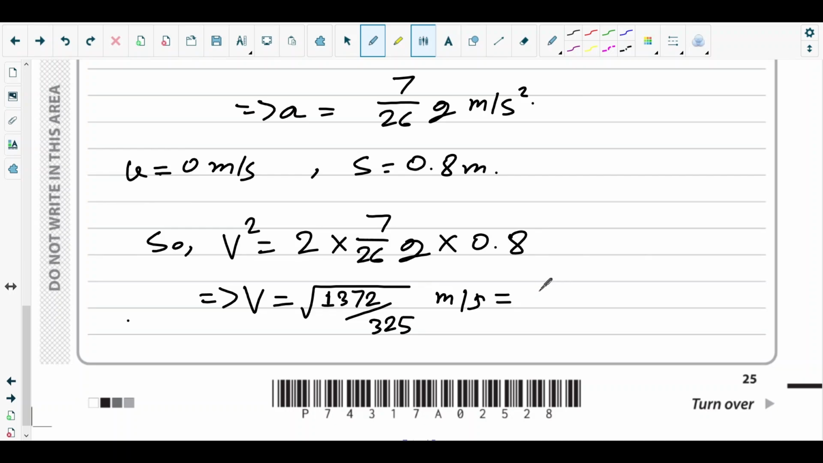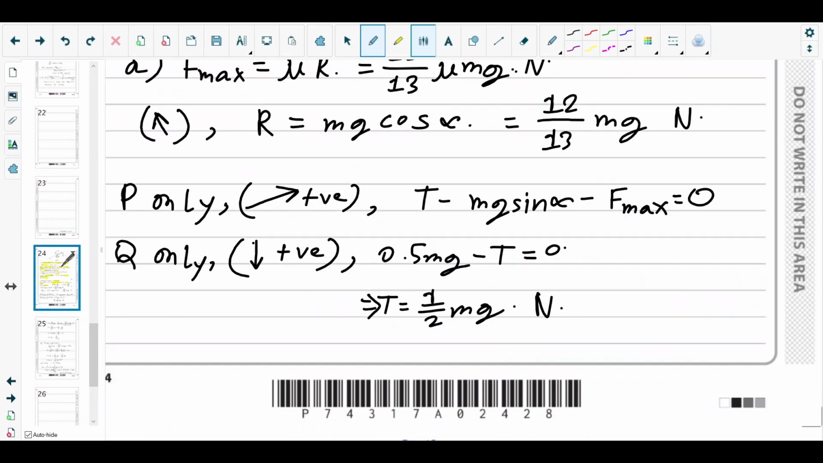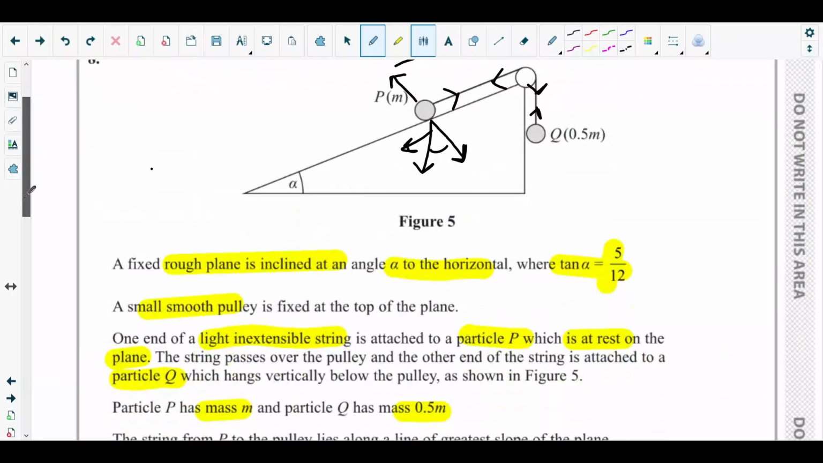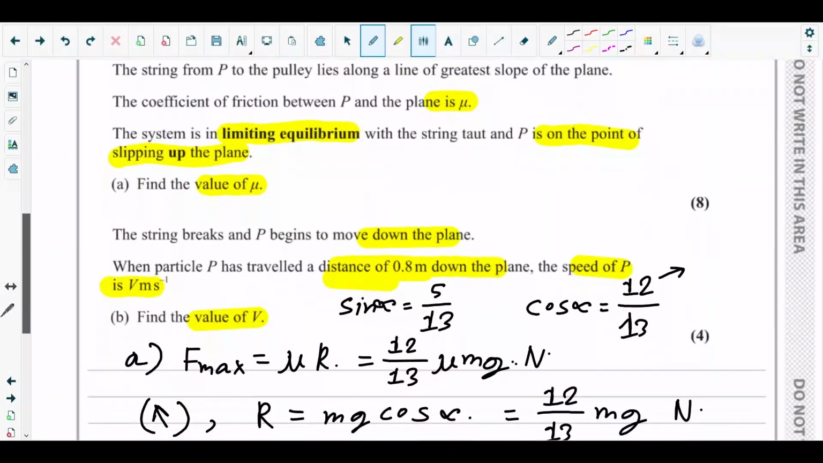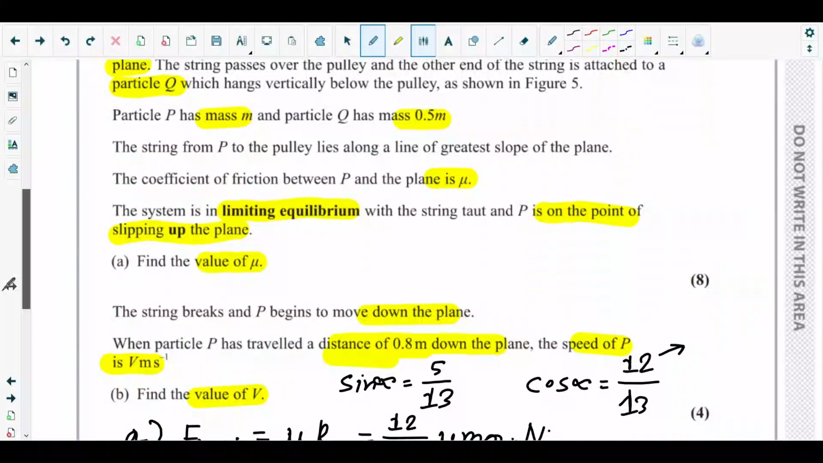If I write the exact value, this would be 2.0546 something, that much meter per second. You can round it up to 3 significant figures to write it 2.05 meter per second. That's the velocity of the particle P after it has descended down the plane by 0.8 meter. Okay, so this is the wanted value from question 8b.